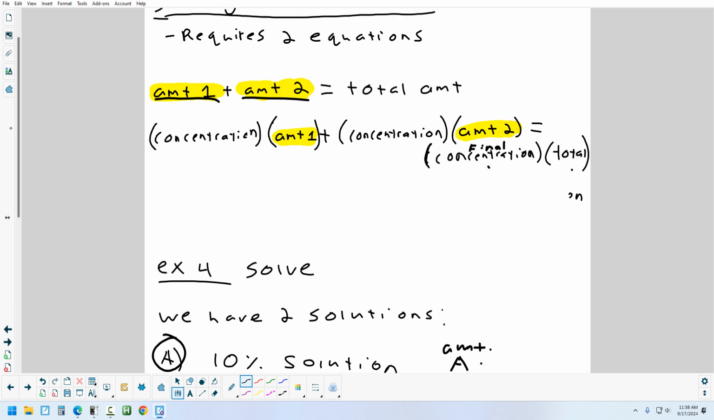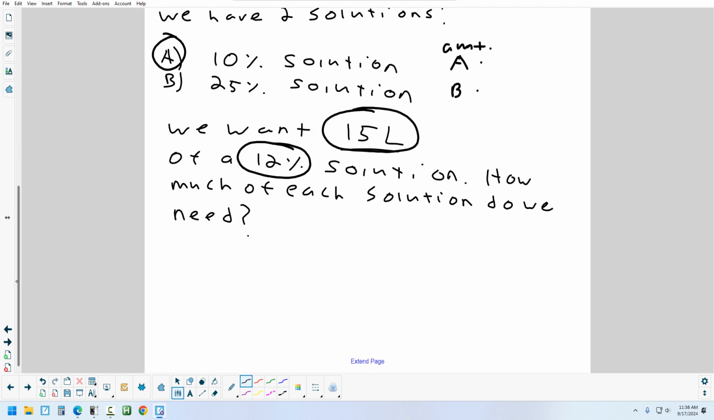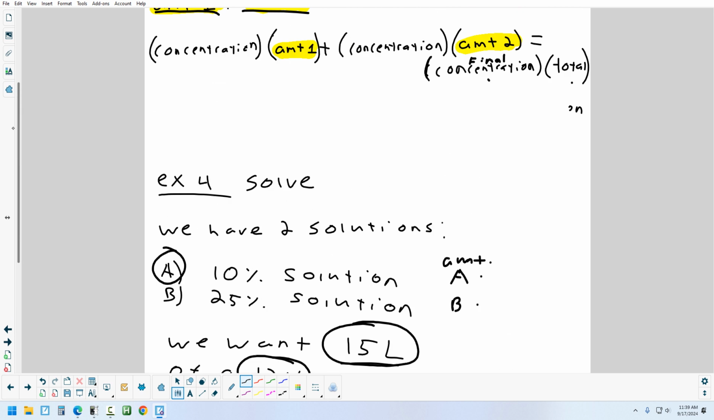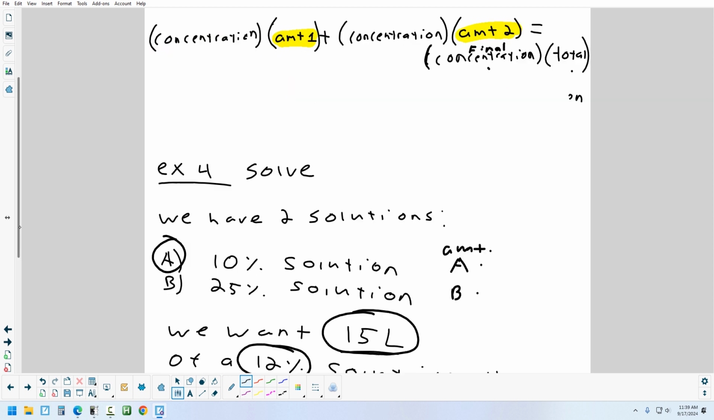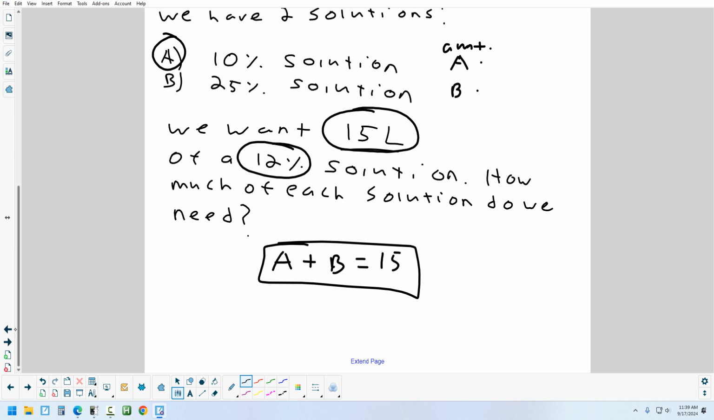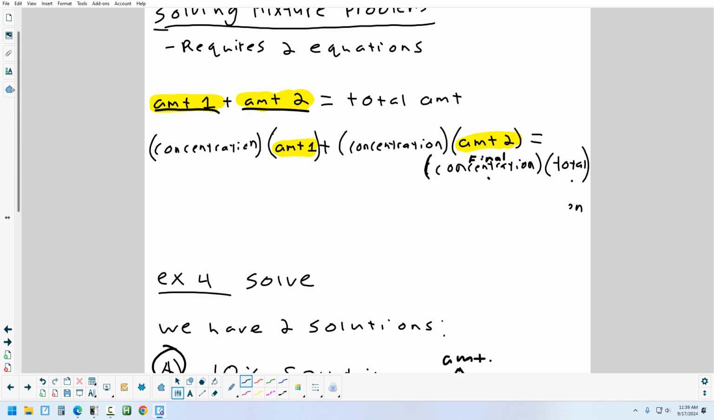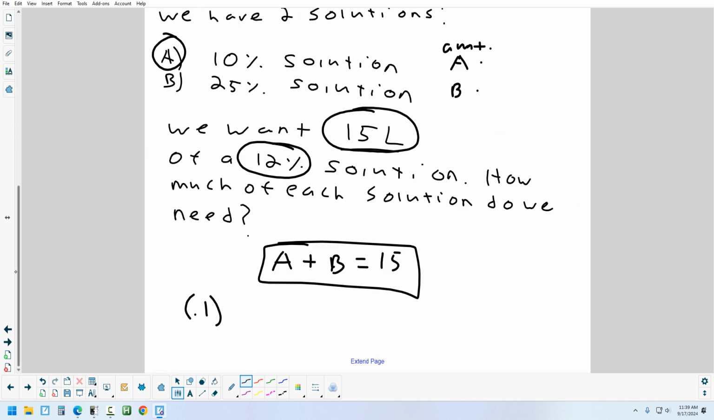Amount 1 plus amount 2 equals total. Anyone think they could give me that equation? Amount 1 plus amount 2 equals total. A plus B equals 15. Yep, A plus B equals 15. Perfect. There's one. Now the second one, concentration times amount 1. Well, let's start there. What's the concentration of my first solution as a decimal? 0.1 times the amount of that solution. How much of that solution are we using? A. Yep.